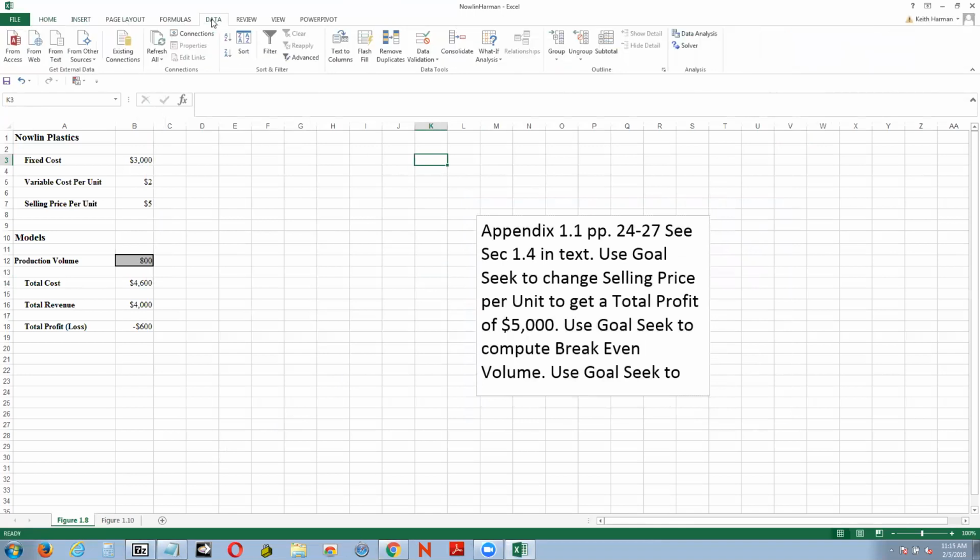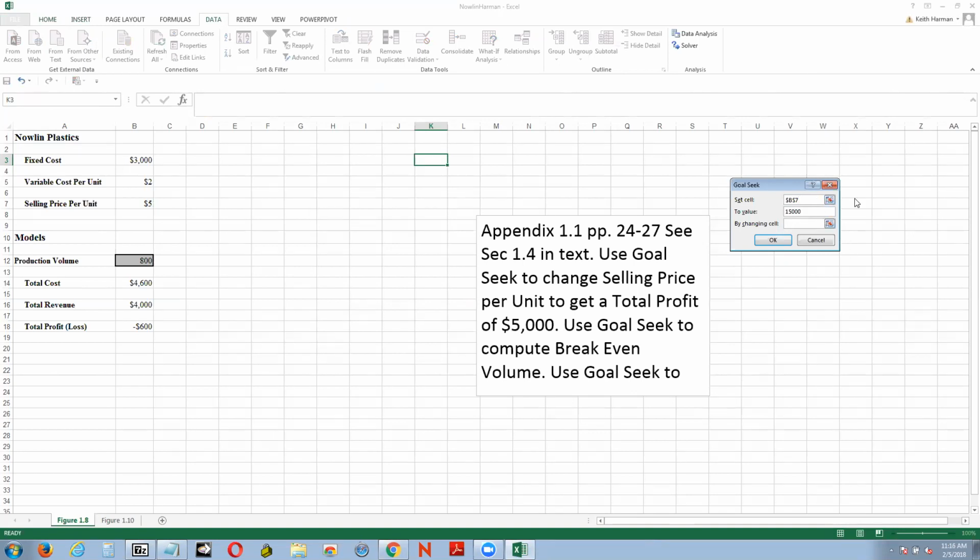Well, I'm going to click on data, okay? Then I'm going to come over to the what-if analysis, and I'm going to click on goal seek, and it's going to say set cell, and I want to do the selling price, okay? So I'm going to choose the selling price. That's going to be over here in C7, all right? And instead of $5,000, I want $15,000.